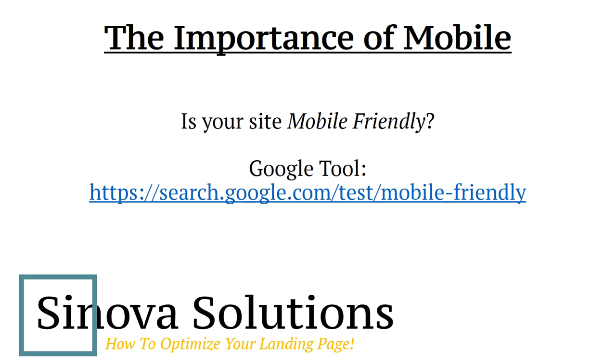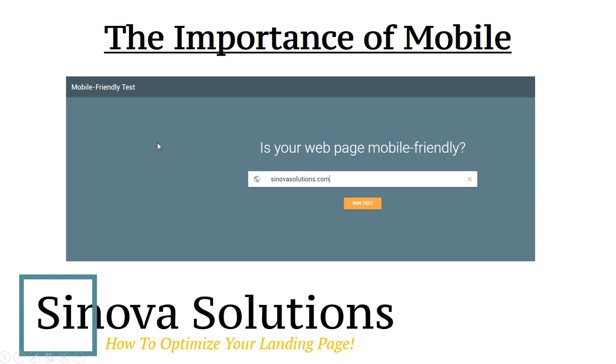And to do that, you have a Google tool. And again, you have the URL here. If you visit my blog, again, all these things are hyperlinked, so it'll take you directly there. But you can go ahead and run a test, and Google will tell you if your site is mobile friendly or not. So this is what it looks like.